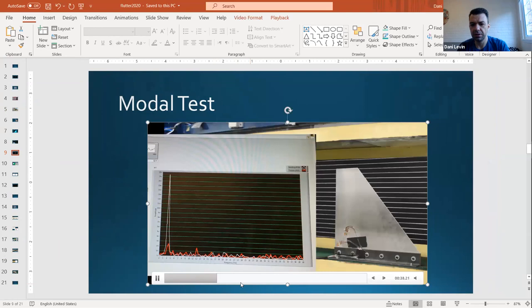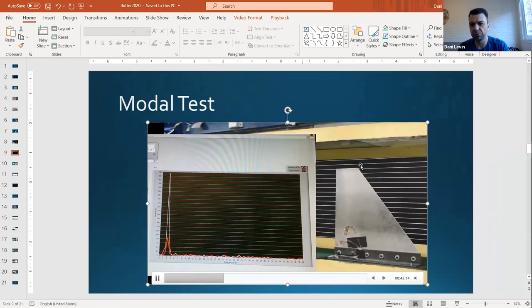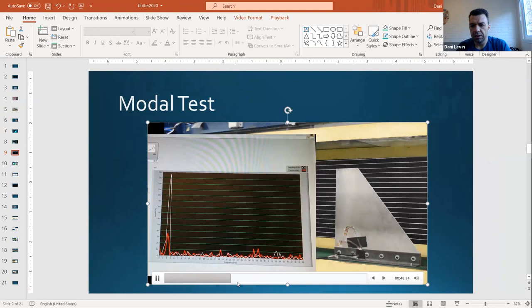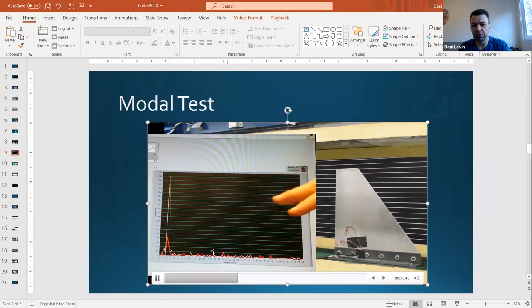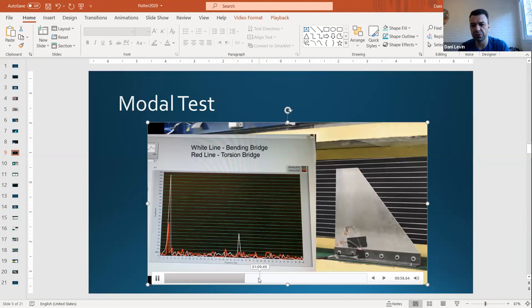Okay, so we show you the bending frequency. This is when we bend the wing. And now the next one will be when we twist the wing, and we will invoke the 15 hertz, which was the torsion frequency.